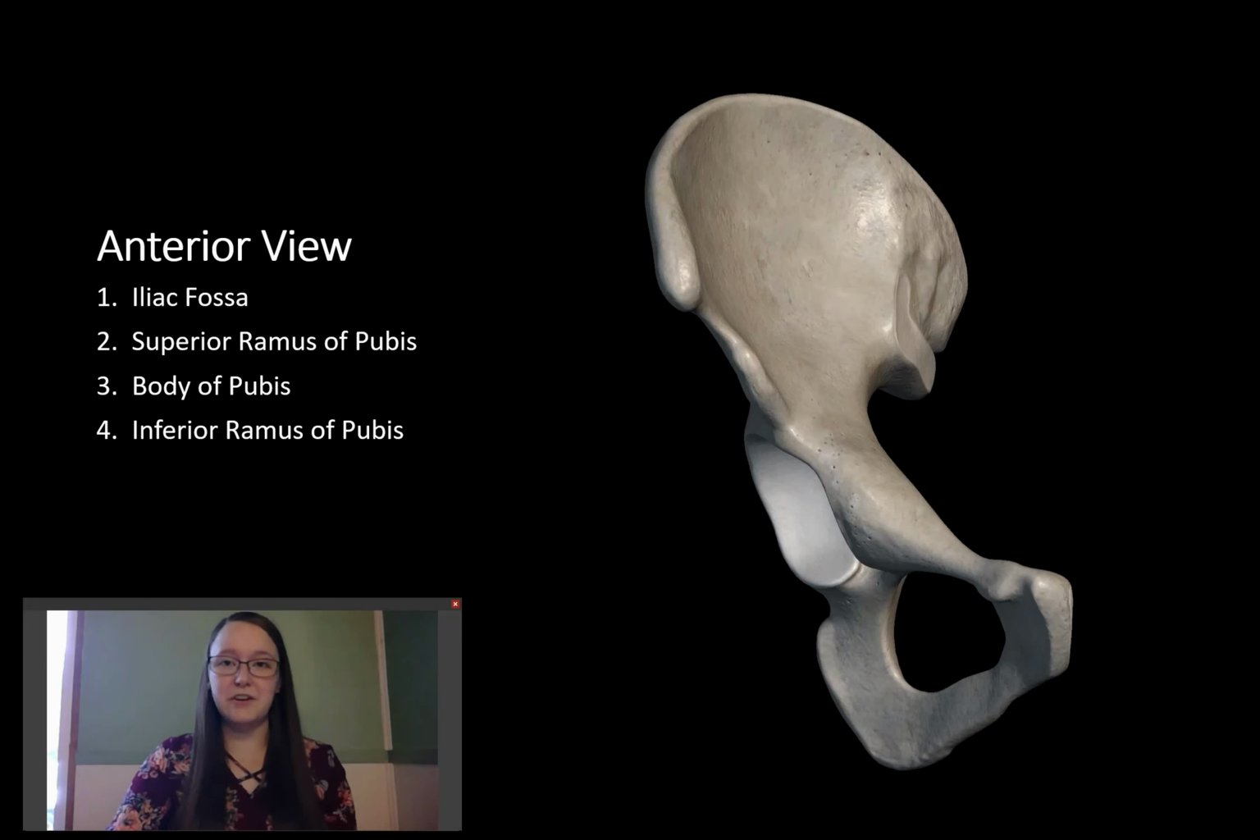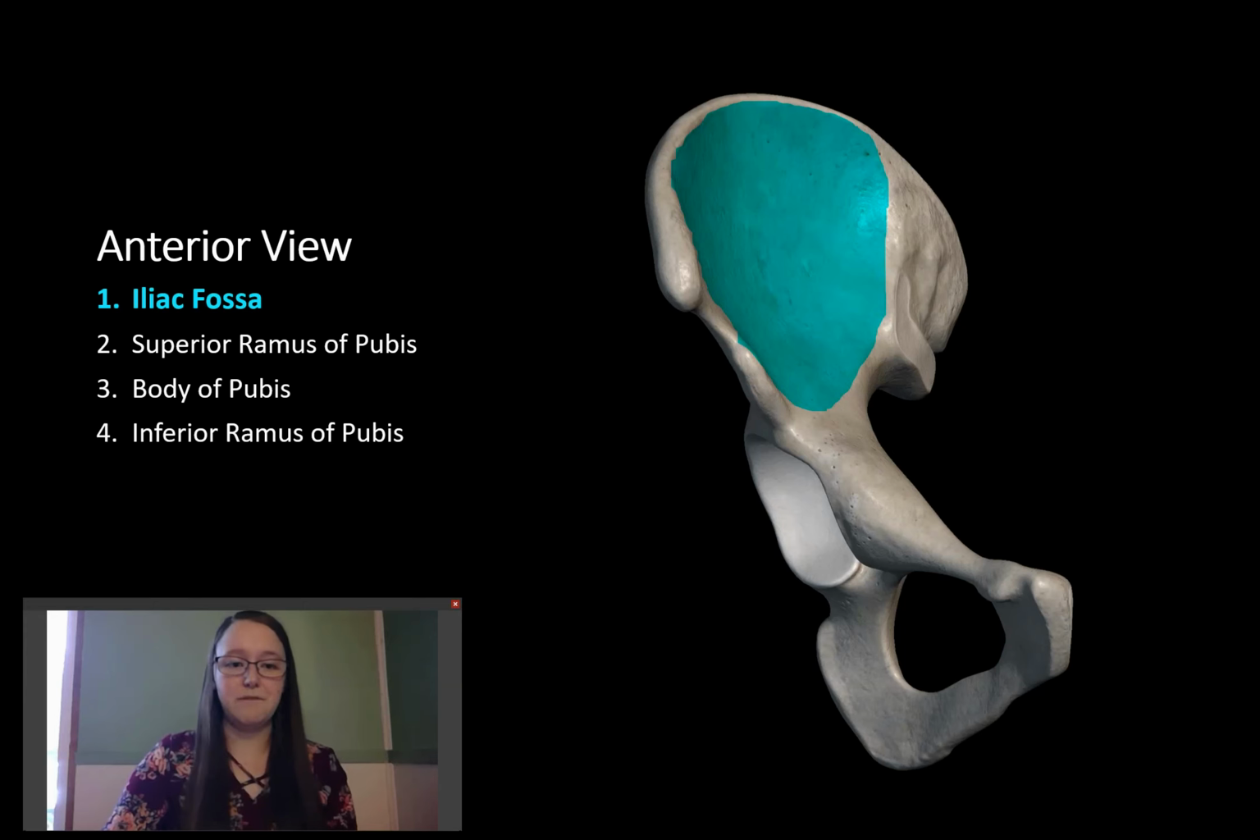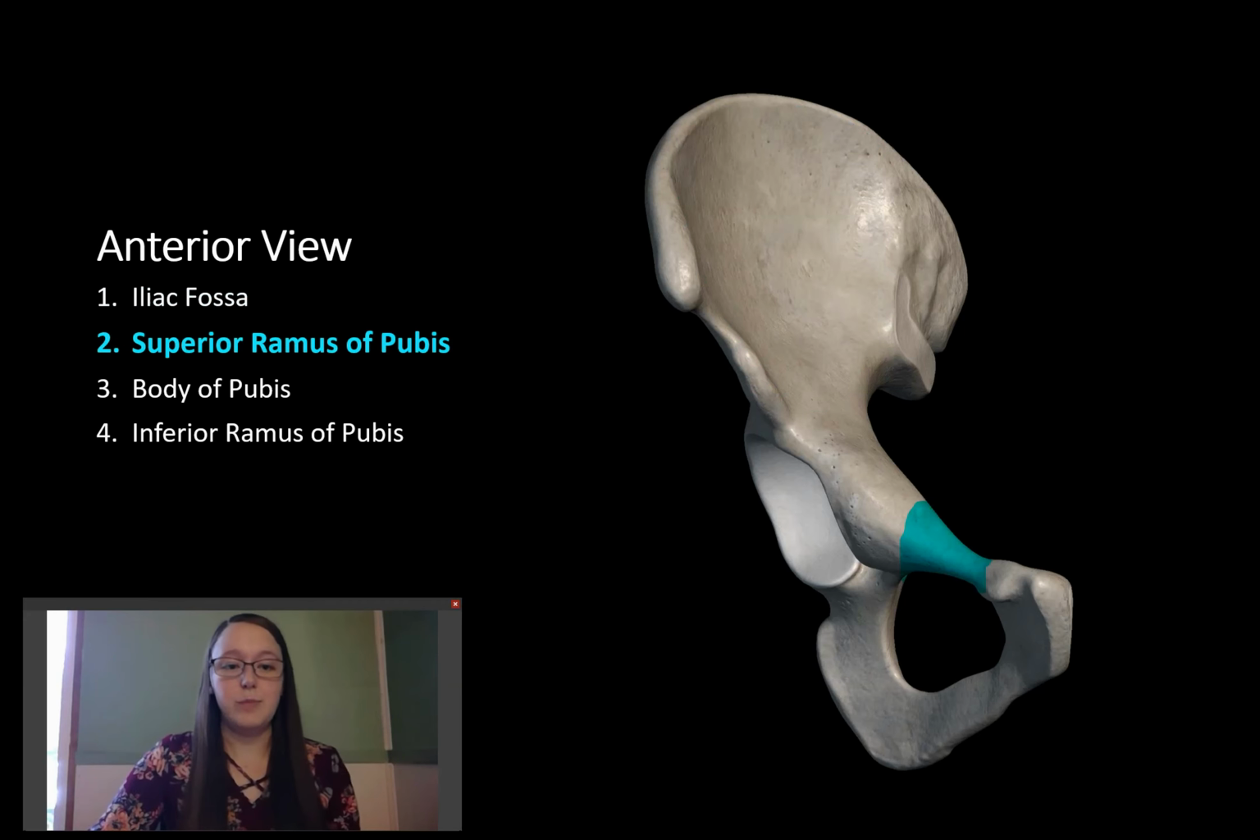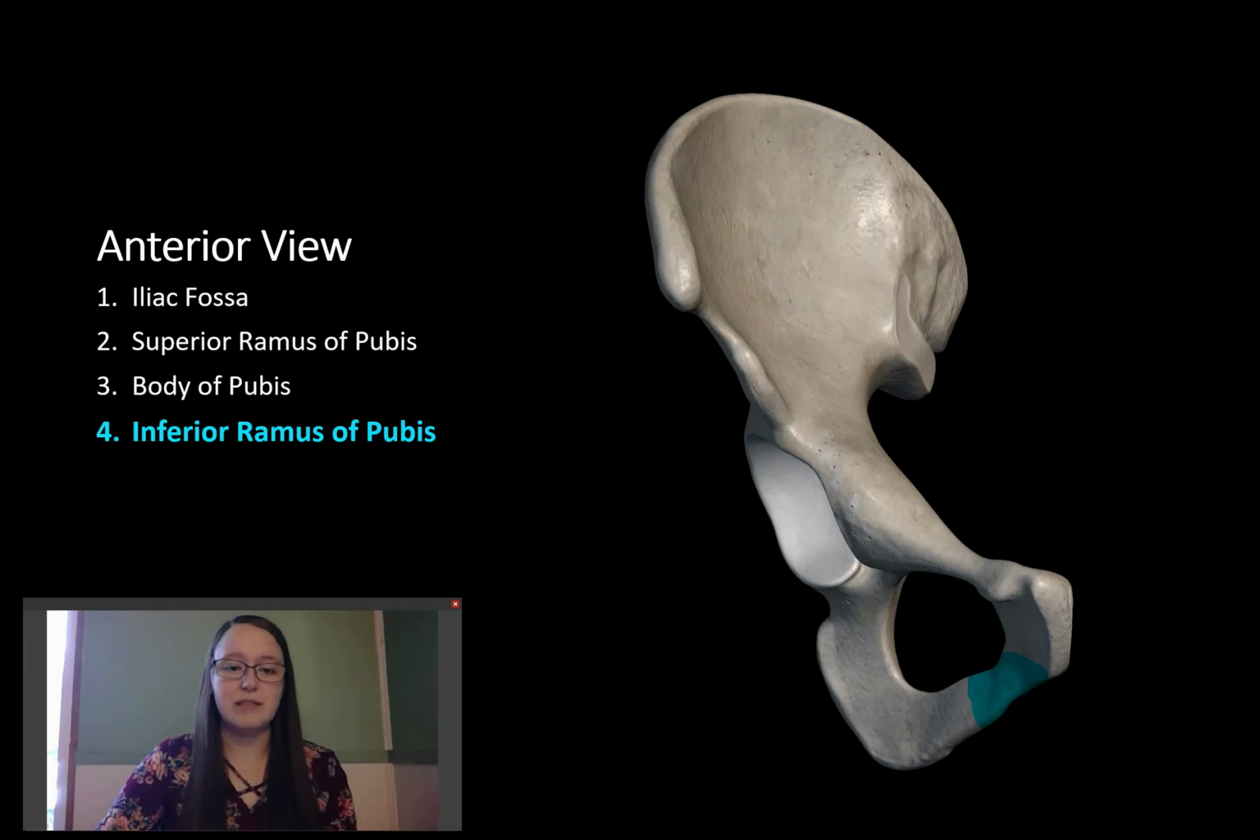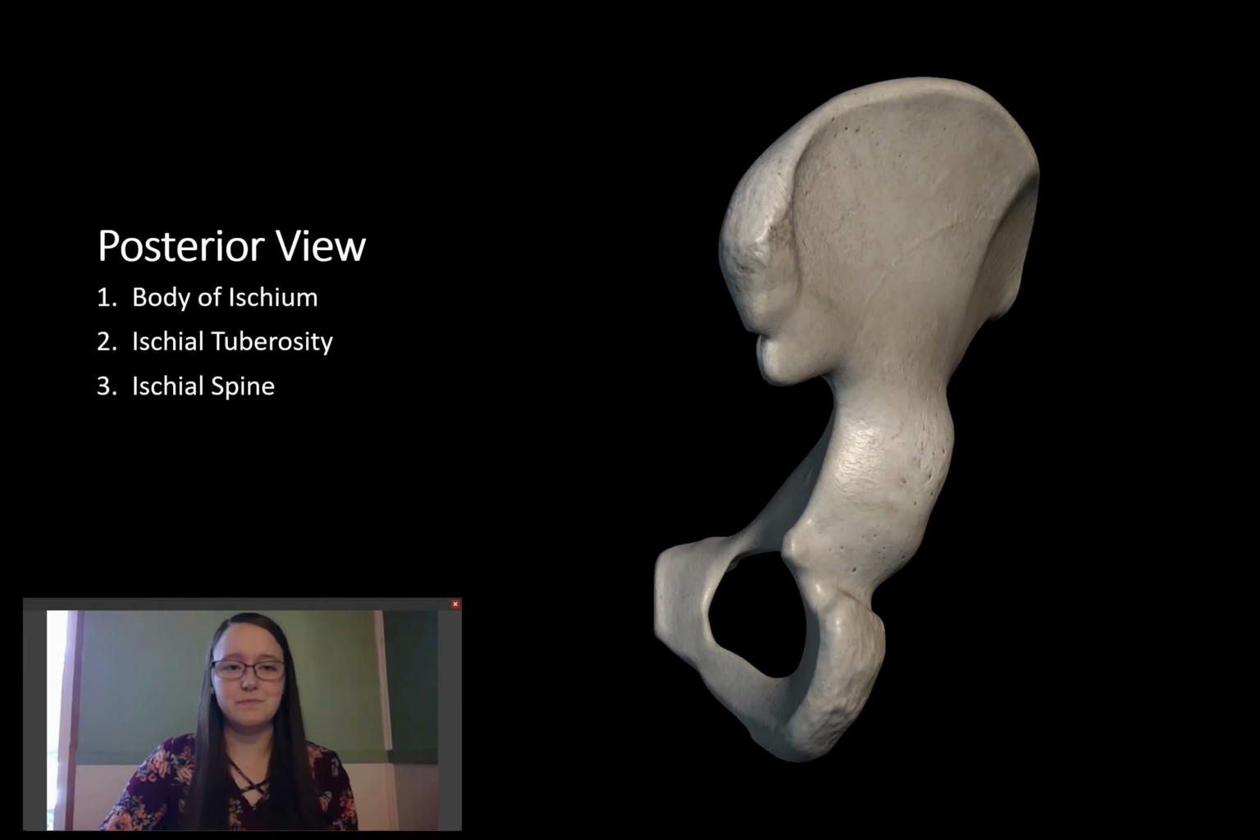This is the anterior view of the right coxal bone. First you have the iliac fossa, and if we remember, fossa means shallow depression or hollowing. And then going to the pubis, you have the superior ramus of pubis, the body of pubis, and the inferior ramus of pubis. And that's all you need to know for this class.